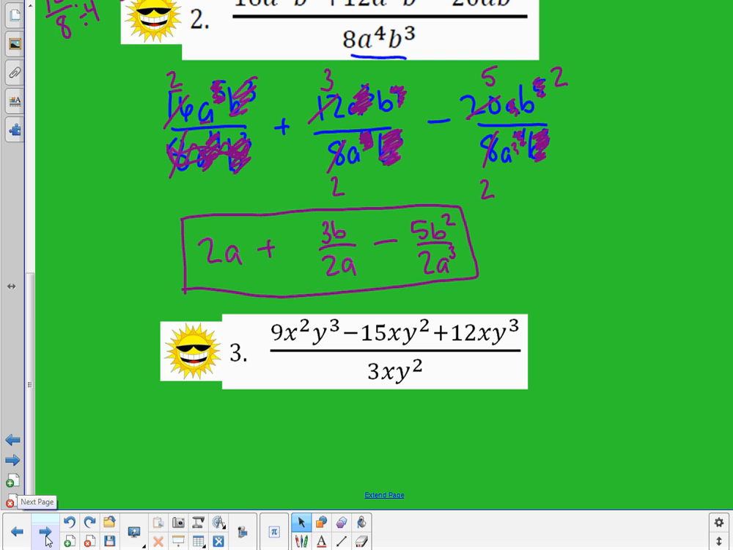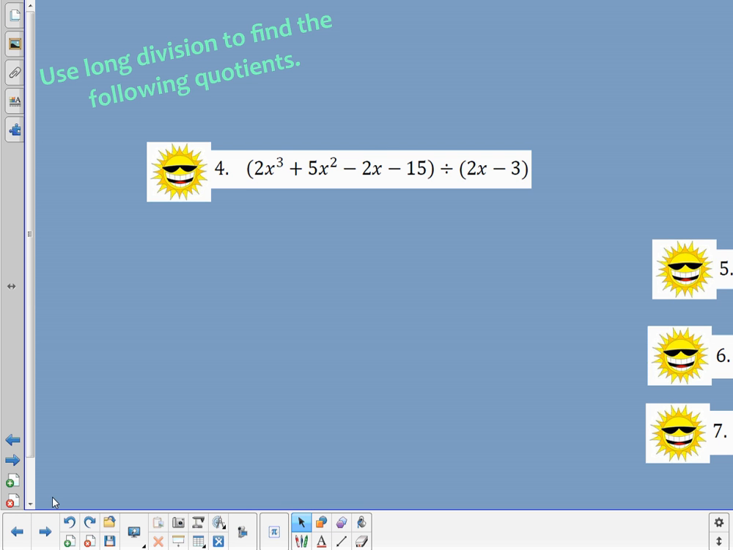I want to move on and talk about long division here. Now, when we use long division to divide polynomials, we're dividing by more than one thing. Those questions that we just looked at in numbers 1, 2, and 3, we were only dividing by a monomial. But here, now we're dividing by an actual polynomial. It happens to be a binomial here. We have 2 terms instead of just 1. So now we have to use long division.